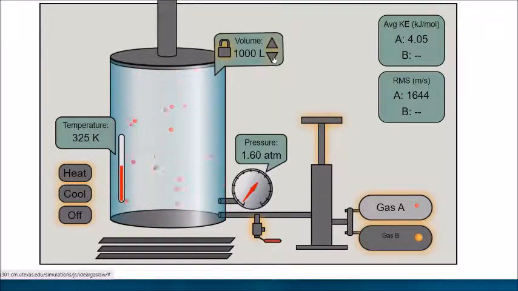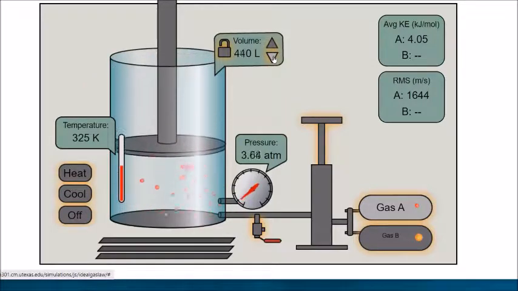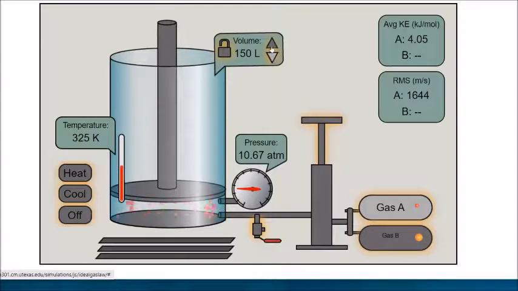Well, what if I made the whole container smaller? Notice that the pressure goes way up, and we say that they are inversely related. So as the volume goes down, the pressure goes up. And if we were to increase the volume, the pressure would go down. Those same molecules are colliding in a much smaller surface area, and that same amount of force of collisions hitting on a smaller surface area means more pressure.